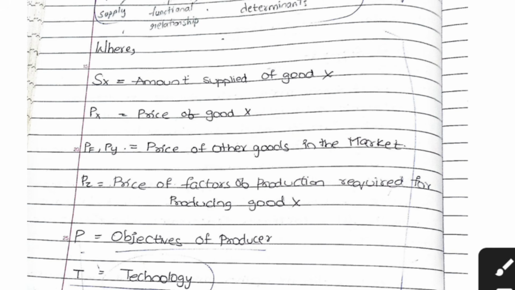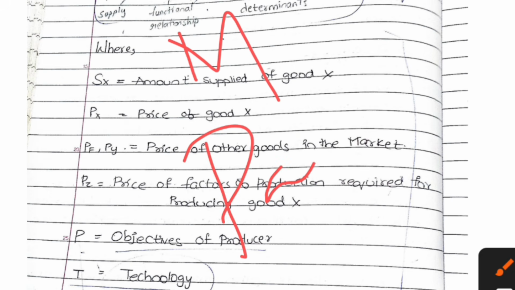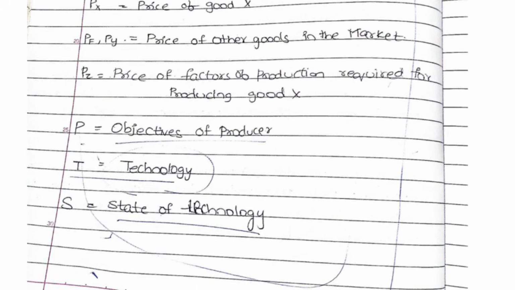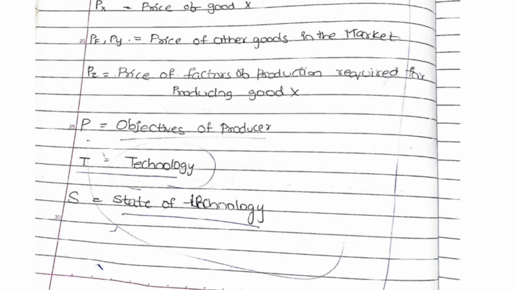For example, if you are buying any type of biscuits, say Marigold, what is the price of other biscuits in the market like Parle-G? That is the commodity of another product, called Pf or Py. Pz is nothing but the factors of production. O is the objectives of the producer. T is technology and S is the state of technology. These are the determinants of the supply of a product.